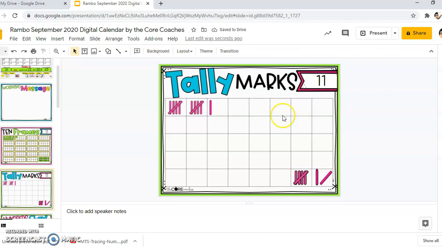Now, is there a faster way to count our tally marks? All right, we can count by 5. So we can say 5, 10, and count up from 10 again. 11. Let's do that again. 5, 10, 11.